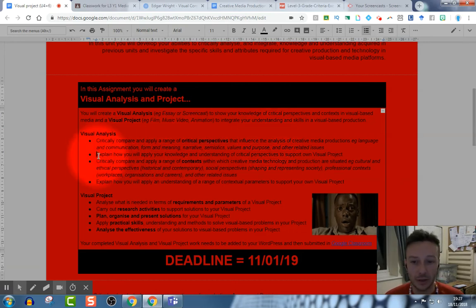I then want you to explain how you will apply your knowledge and understanding of these different critical perspectives to your own visual project. So what have you learned from doing that? Have you learned anything about storytelling in terms of narratives, in terms of semiotics, in terms of how to create meaning, in terms of how to communicate, in terms of the values and thoughts and beliefs and ideology of a media, how that can communicate to an audience? How has that helped you to support your own visual project?